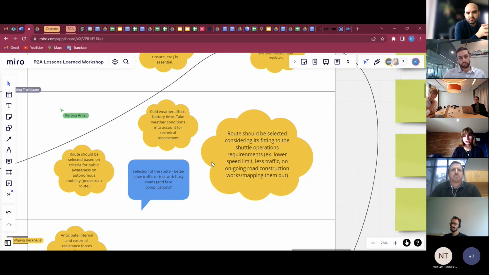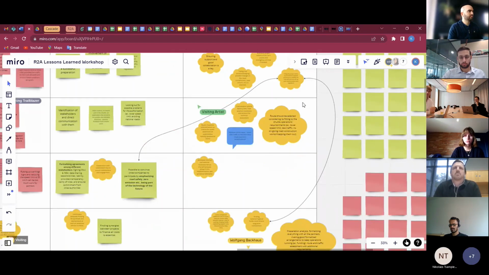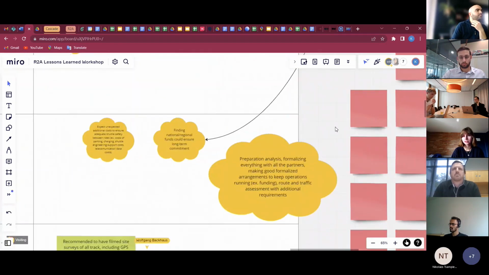Also, we found out that cold weather affects battery time. So actually, weather assessment is important. An overall conclusion of this section is that the route should be selected considering its fit to the shuttle operation requirements, and the fact that preparation analysis is very important.